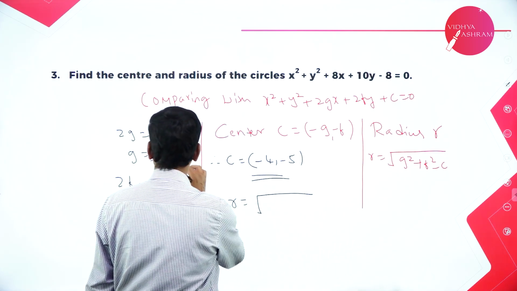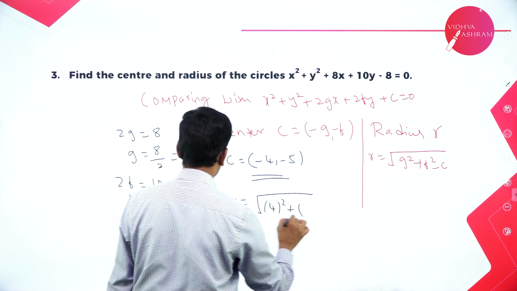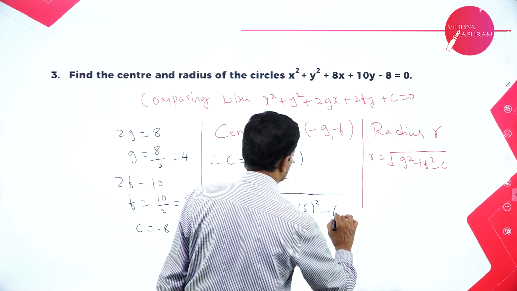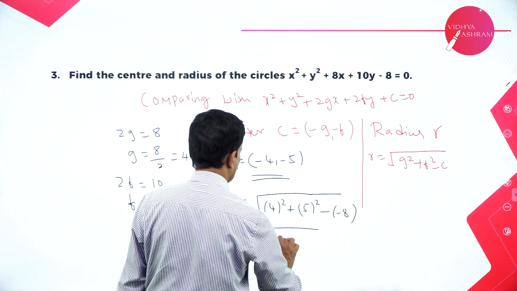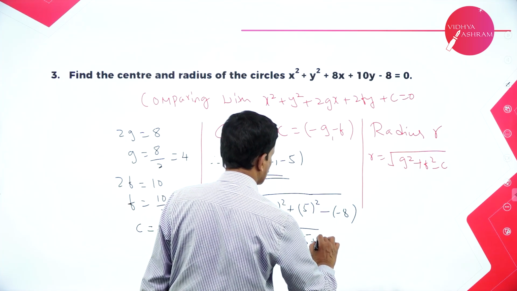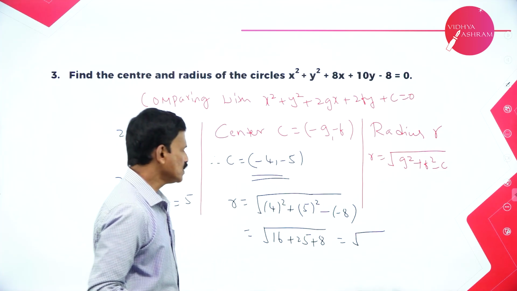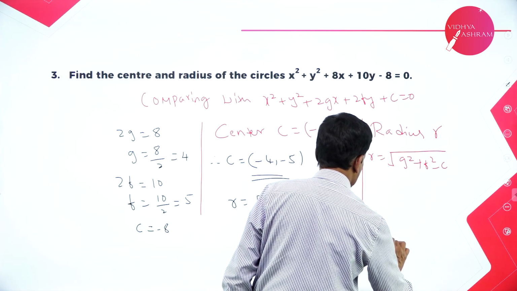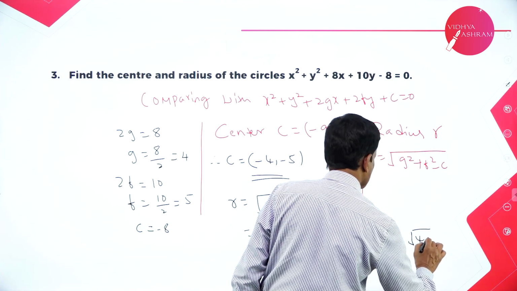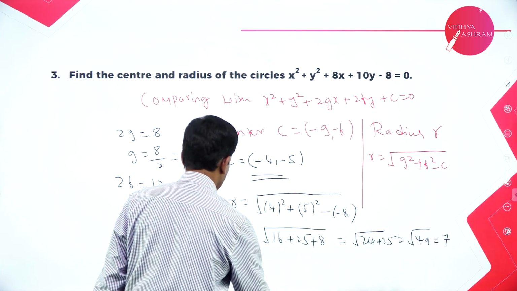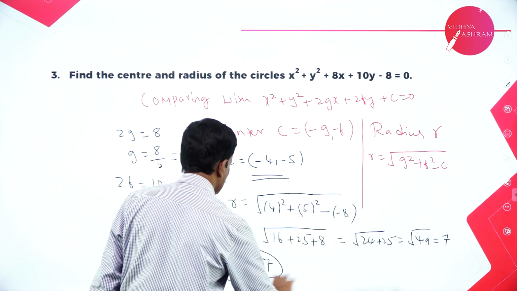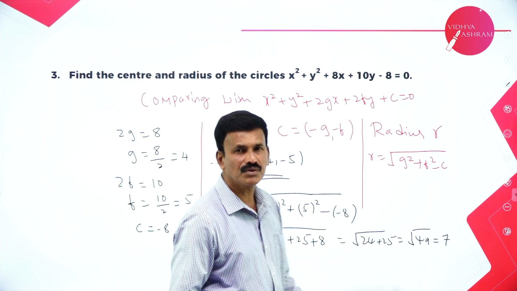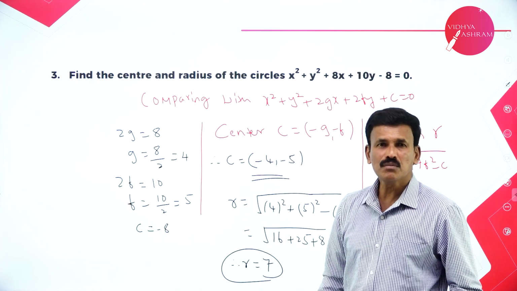And the radius r is equal to root of g square, what is g? 4 square, plus f square, what is f? 5 square, minus c. What is c? c is equal to minus 8. Now this is equal to root of 16 plus 25 minus into minus plus 8. So 16 plus 8 is 24, plus 25, 24 plus 25 is equal to root of 49. Square root of 49 is 7. So therefore the radius of the circle r is equal to 7. Center is (minus 4, minus 5) and the radius is equal to 7. That's it. Very important for 2 marks, right? Hope you followed. Okay. Now move on to the next problem.